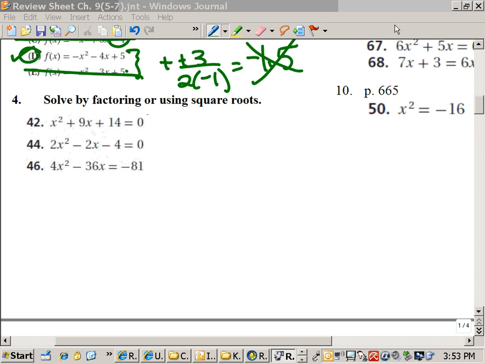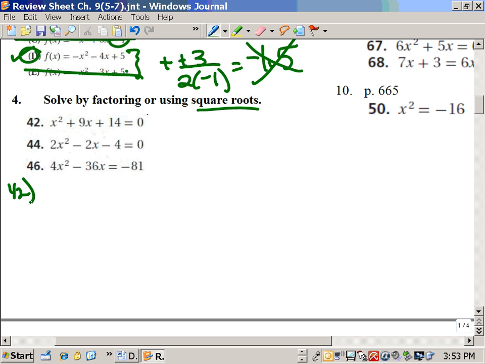More fun with factoring and using square roots. The only time I can use square roots is when b is 0. And it looks like none of these b's are 0. So I'm going to have to factor through all of this. Okay, starting number 42, I have to think of two things that multiply to give me 14 and add to give me 9. That is x plus 7 and x plus 2 equals 0.